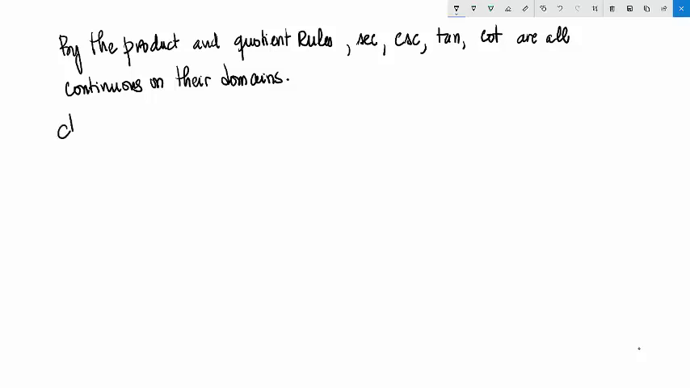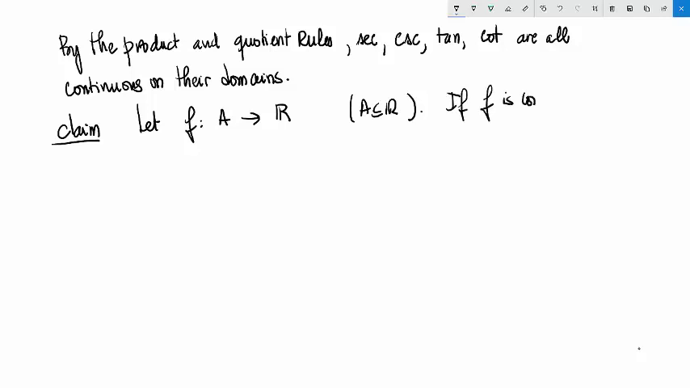Also, the following claim is worth noting. If f is a function from A to R, where A is a subset of the reals, and if f is continuous on A, then the absolute value of f is continuous on A as well. The proof is very similar to things that we've done in the past.